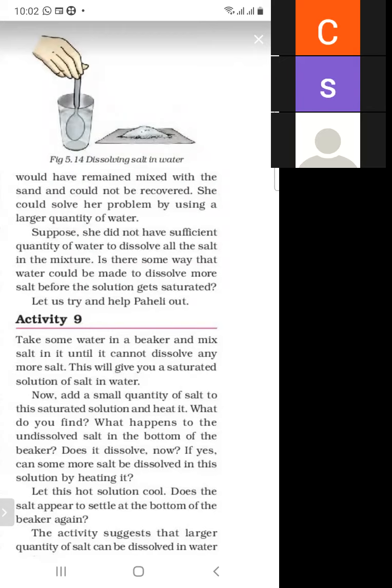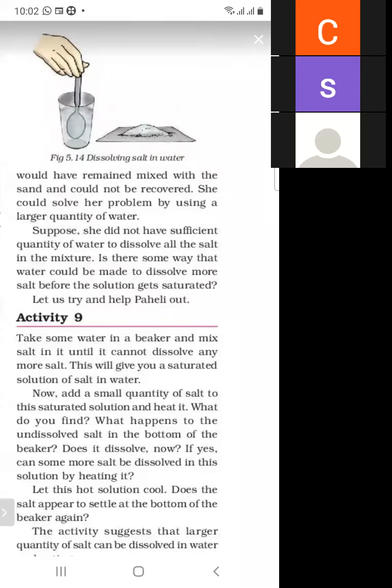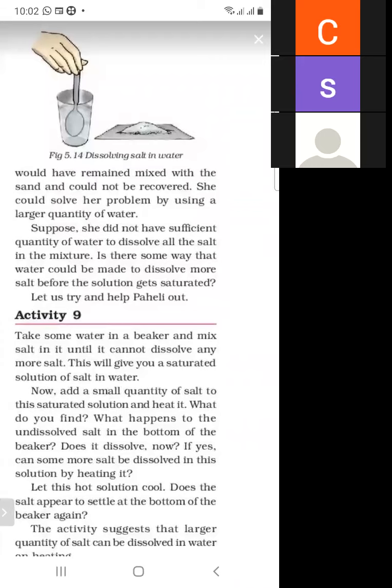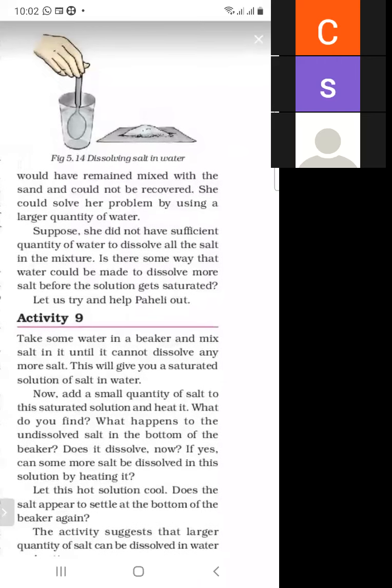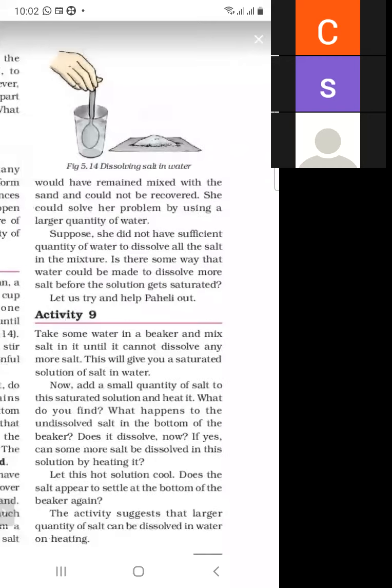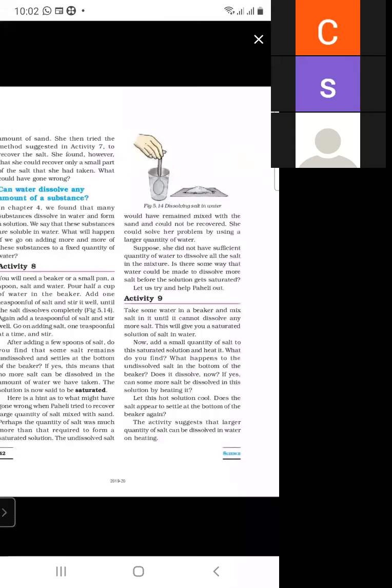Suppose she did not have sufficient quantity of water to dissolve all the salt in the mixture. Is there some way that water could be made to dissolve more salt before the solution gets saturated? So what do you mean by saturated solution? The solution in which no more salt or sand or sugar can be added is called saturated solution. So in the next lecture, we will study activity 9 and activity 10.